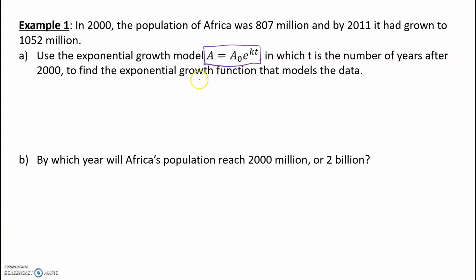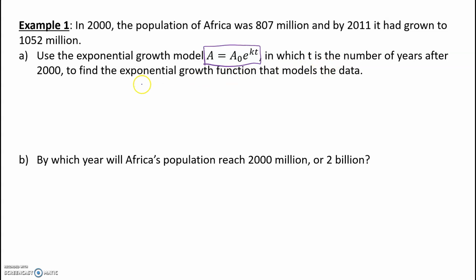So let's talk about this in terms of the problem. This is talking about the population of Africa. So we're going to be talking about an initial population and an end population after so much time. K is going to be your either rate of growth or rate of decay. So that's what we're talking about in terms of this problem. All right, so let's plug in some pieces that we know.